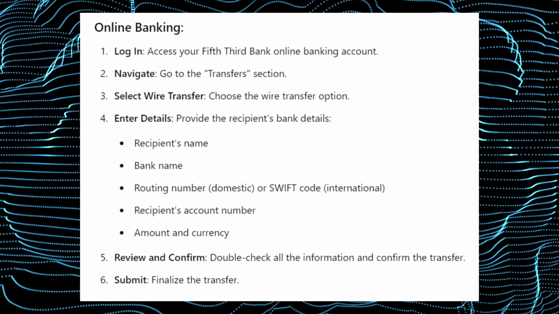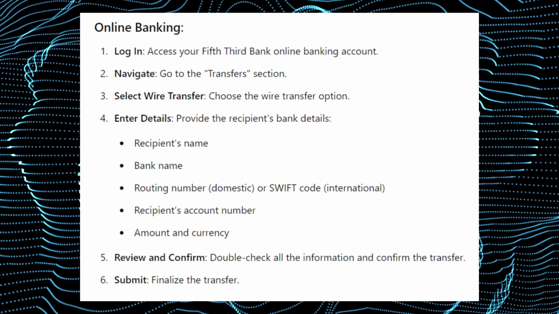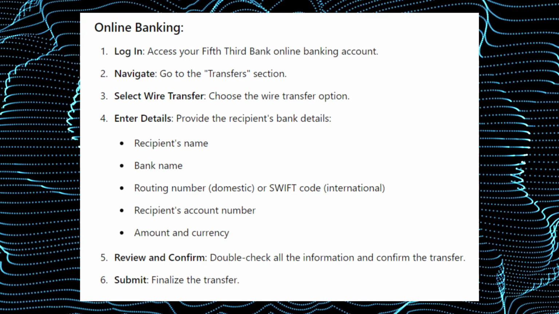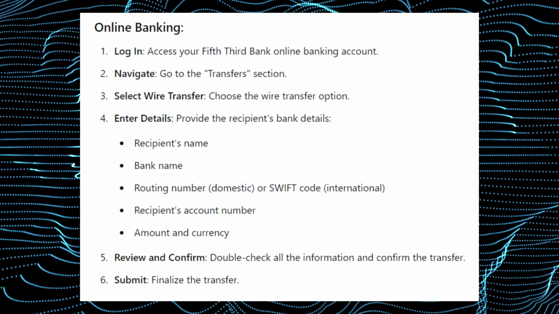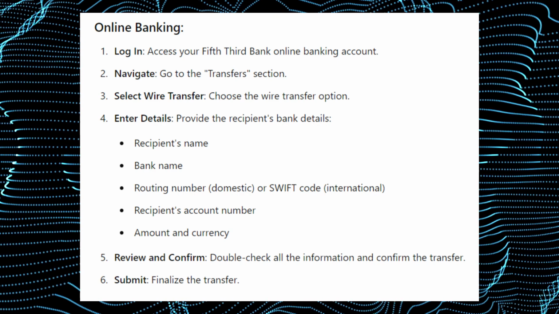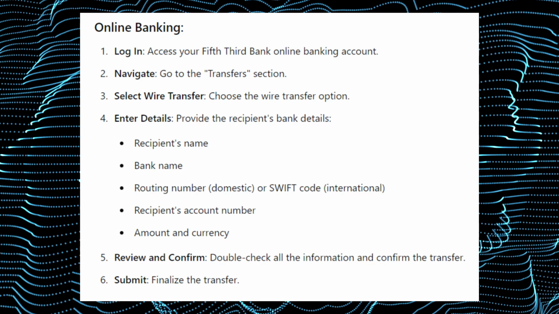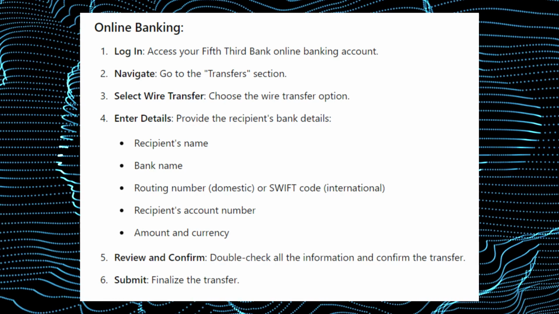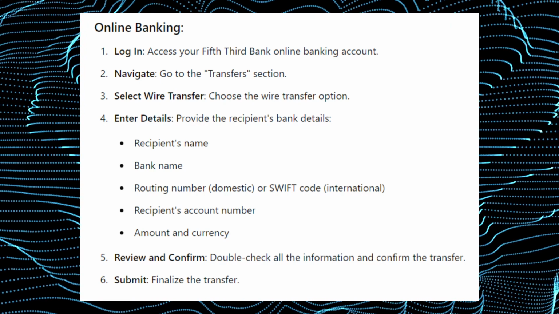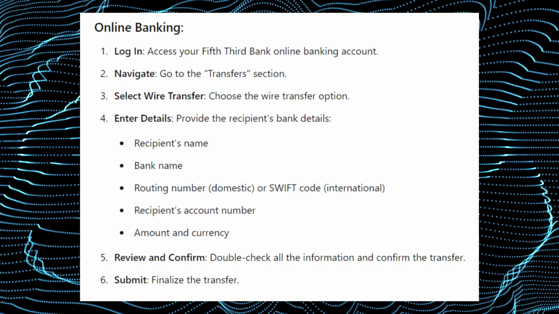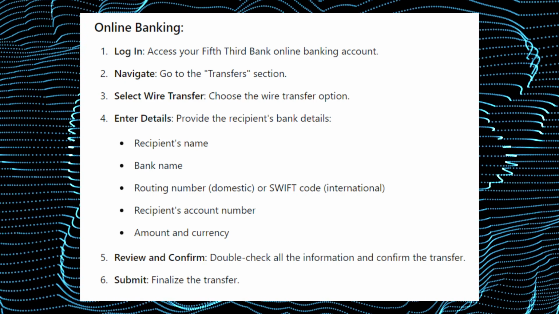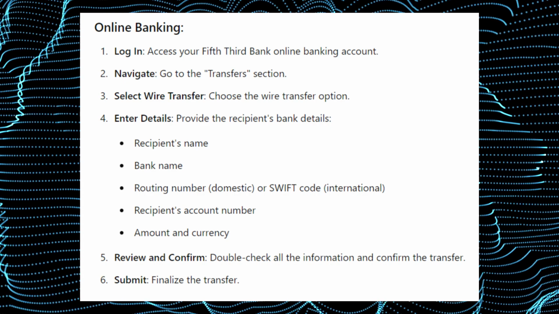First things first, log into your account, and the second thing is to go to your transfer section. In the transfer section, select wire transfer, choose the wire transfer option. Now enter the details. Provide the recipient's details, which should be the recipient's name, bank name, routing number, recipient's account number, amount, and currency. And then you just have to review and confirm it.